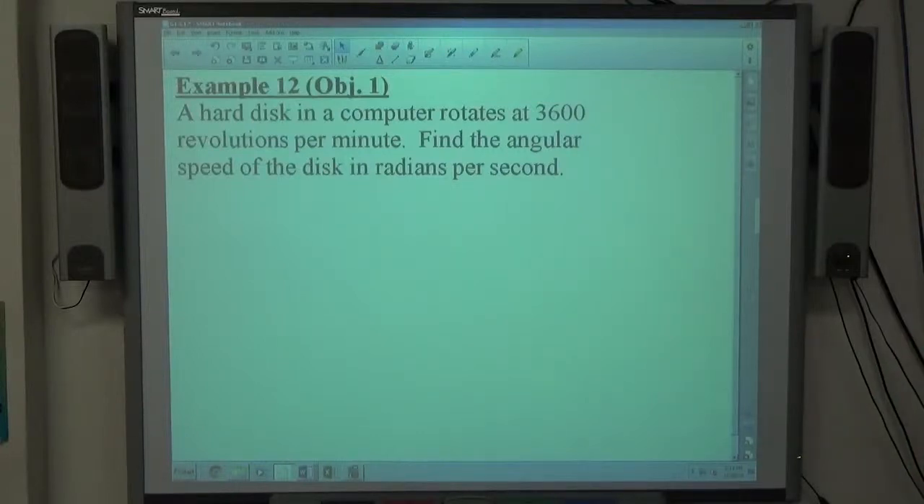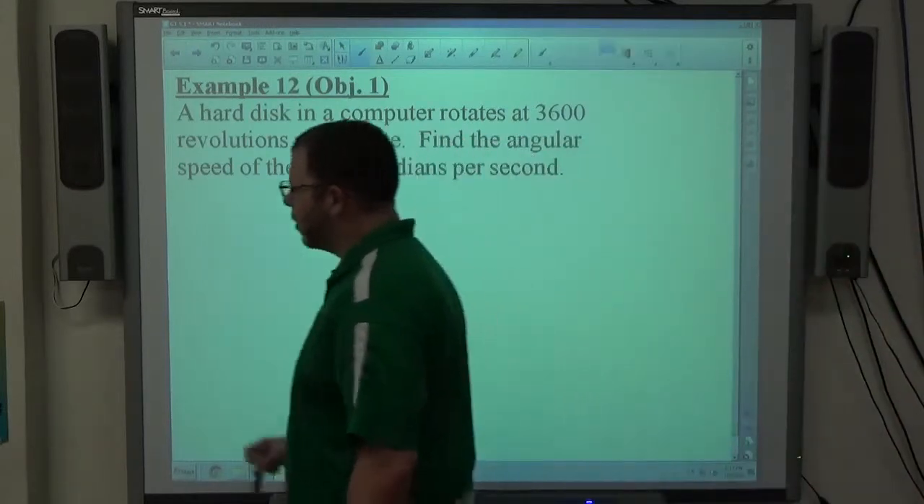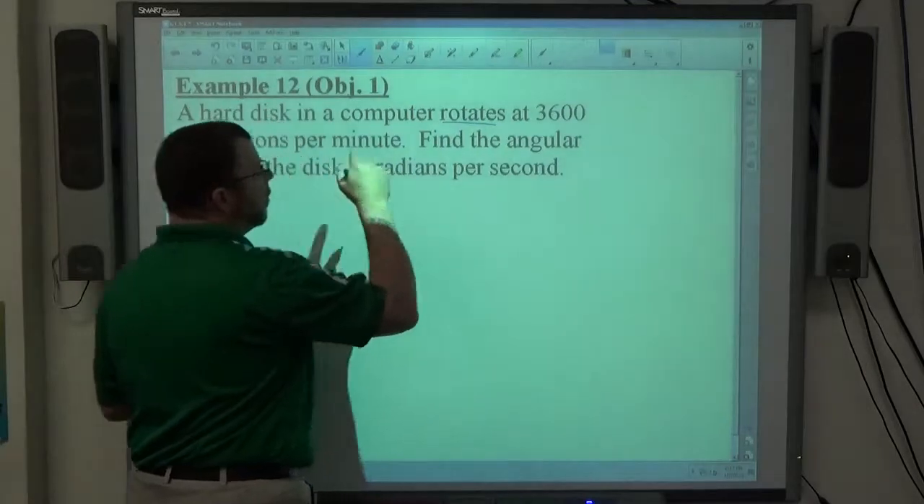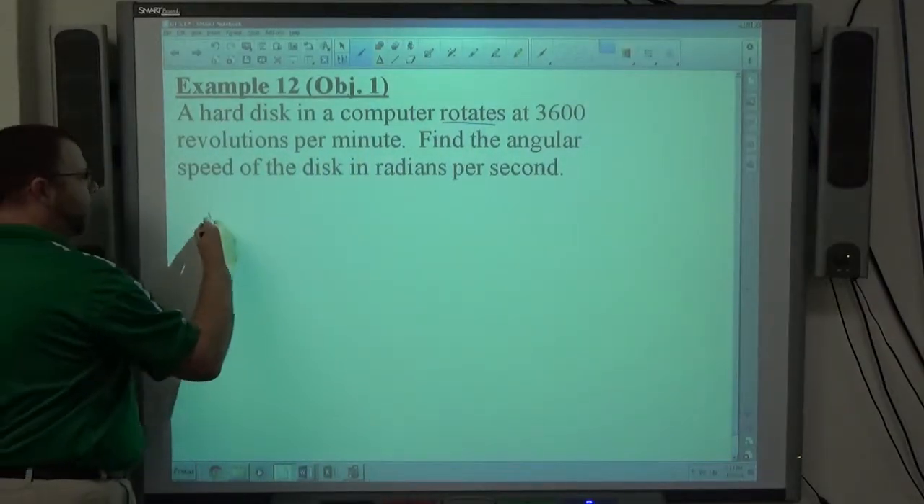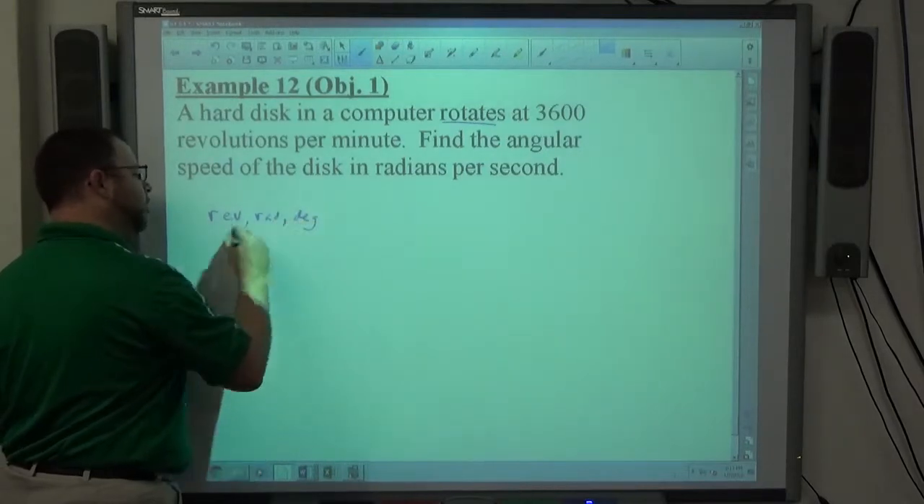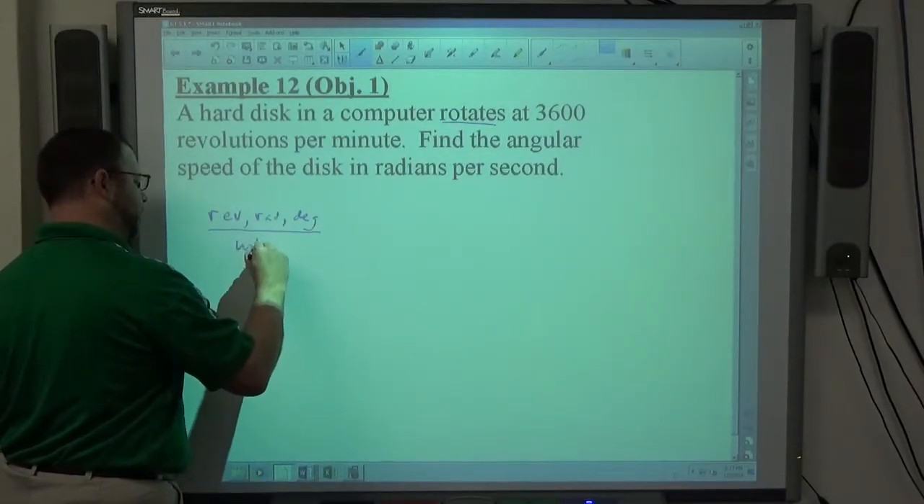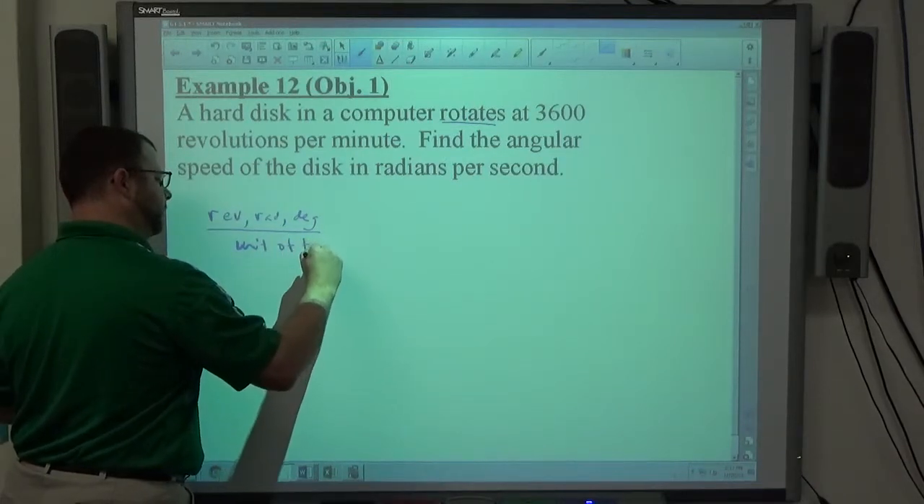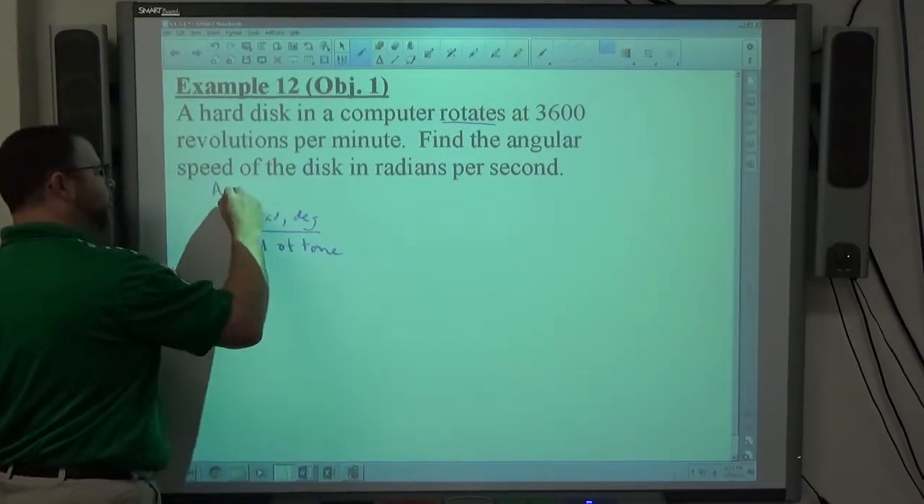Okay, example 12, a hard disk in a computer rotates at 3,600 revolutions per minute. Find the angular speed of the disk in radians per second. So, rotational speed, you see it rotates, and it's going to be either revolutions or radians or degrees per unit of time. That's angular speed.